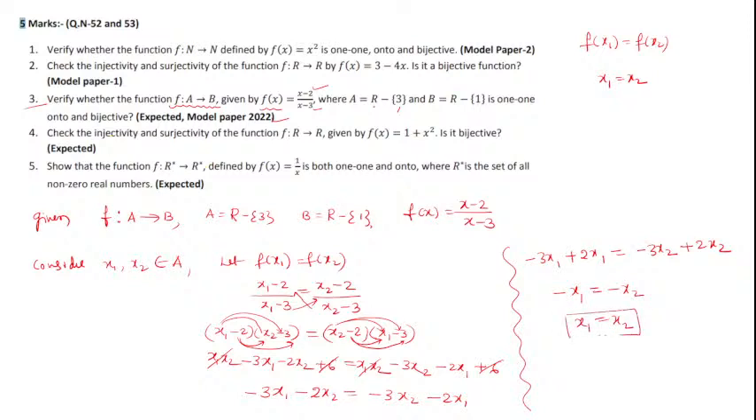It is very simple, just you need to keep practicing. So I have considered f of x1 is equal to f of x2 and I have proved x1 is equal to x2. Hence, therefore my function f of x is one-one.